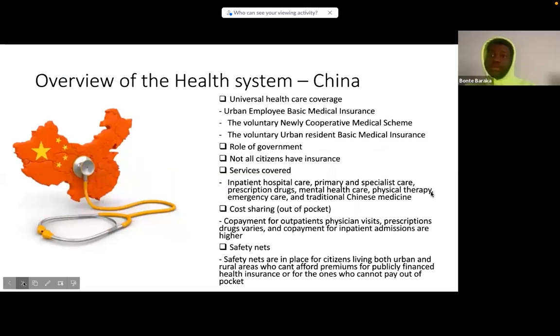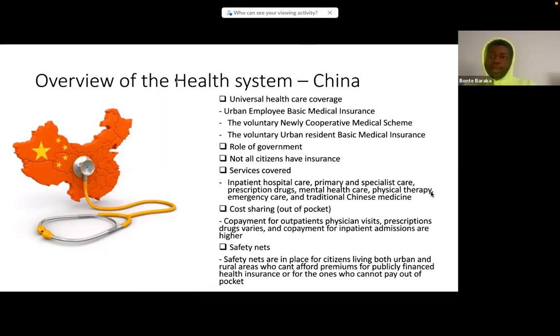China's universal health coverage is made up of urban employee basic medical insurance, which covers residents with formal jobs, the voluntary new cooperative medical scheme, and the voluntary urban resident basic medical insurance, which covers residents, self-employed residents, and residents without formal jobs. There is a strong role of government influence in China's healthcare. The government provided access to health for residents, but not everyone is able to have access due to financial problems. Essentially, they are also responsible for organizing and providing service.